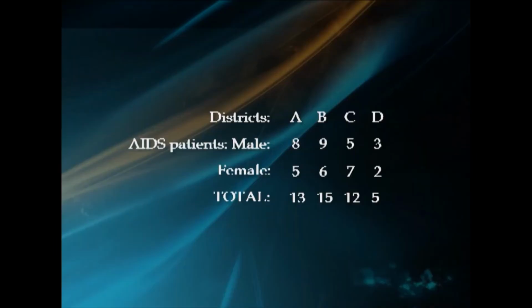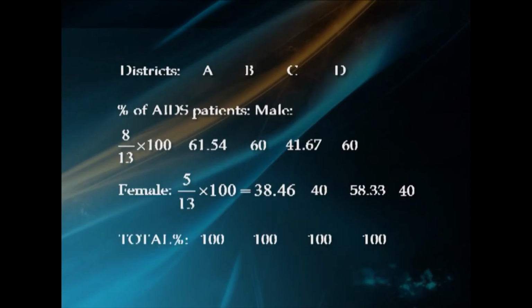The data on AIDS patients that we already considered is: districts A, B, C and D. AIDS patients male 8, 9, 5 and 3, female 5, 6, 7 and 2, and the totals for the districts are 13, 15, 12 and 5. To complete the percentage bar diagram, the percentage of male and female AIDS patients of each district is to be found, which is as follows: districts A, B, C and D.